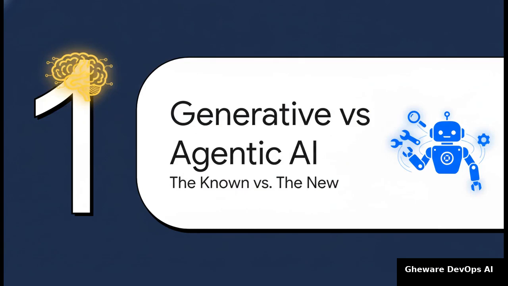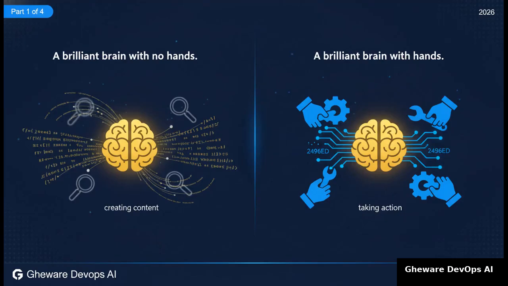Okay, first things first. To really get what agents are, we need to understand the huge leap they represent. Let's talk about the difference between the AI we all know and use and this powerful new agentic AI. So think about a chatbot like ChatGPT. It's kind of like having a brilliant friend who knows pretty much everything, but has no hands. You can ask them how to fix your car, and they'll give you these perfect step-by-step instructions. But they can't actually grab a wrench and do the work for you. See? A brilliant brain with no hands.